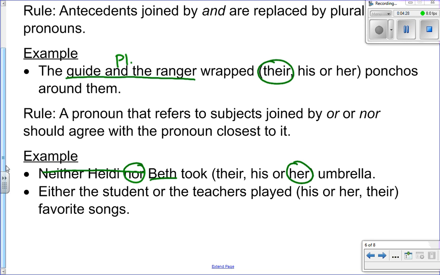In the next sentence, either the student or the teachers. So I see or, ignore everything before, and I'm going to pay attention only to teachers, which is plural, so in this one I can say their.